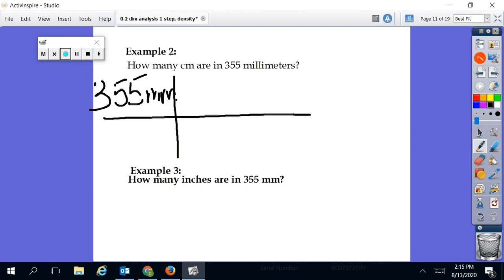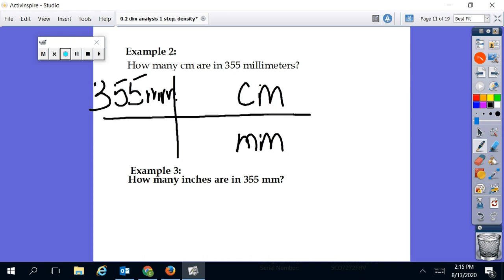And then I need to know my conversion factor. So we want to go from millimeters to centimeters. I know I want to cancel out the millimeters, so that's going to go down here, and I want centimeters up top. That's what I want. So I've got to get a conversion factor to go from millimeters to centimeters.